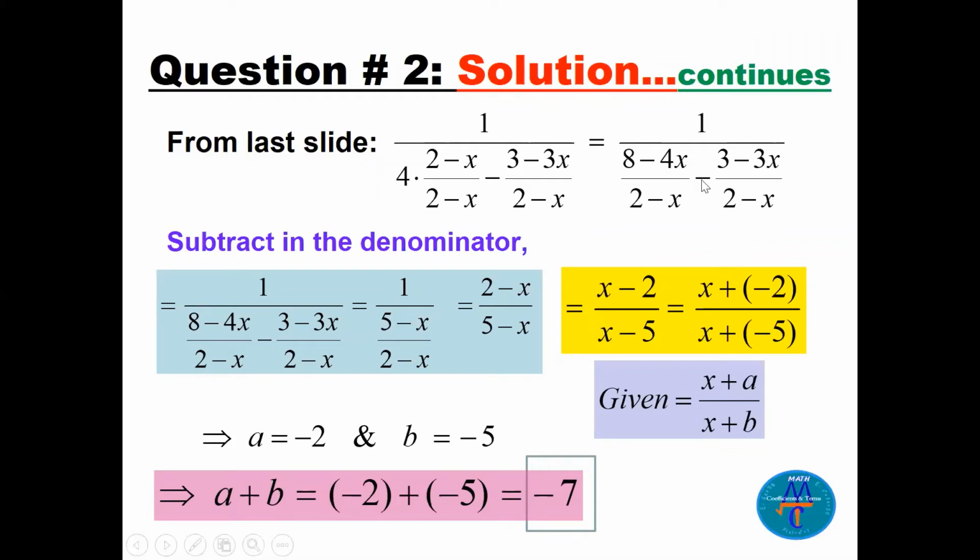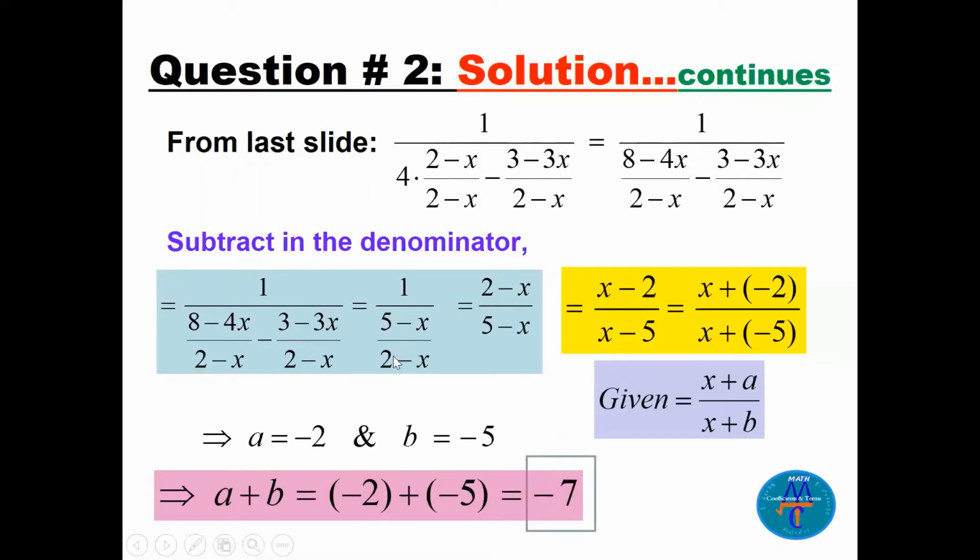That's also a little trick here. So this minus will change all the signs. Minus 3 minus 3x becomes plus 3x. So this plus 3x and minus 4x, that's minus x. 8 minus 3 is 5 over 2 minus x.